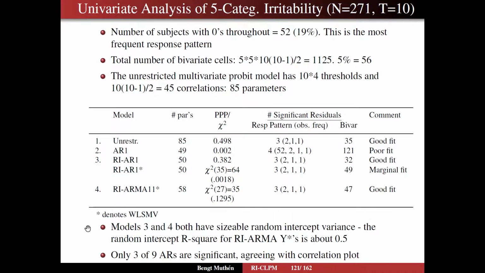Comments here at the bottom say that models 3 and 4 both have sizable random intercept variance. The random intercept R-square for RI-ARMA Y stars is about 0.5. Only 3 of the 9 autoregressive coefficients are significant, however, which agrees with the correlation plot.